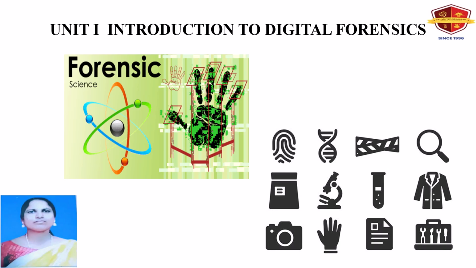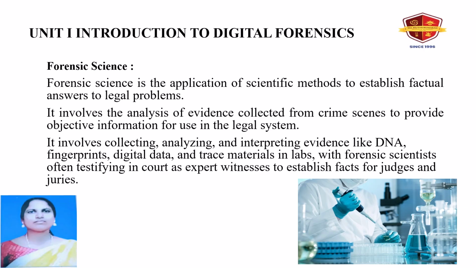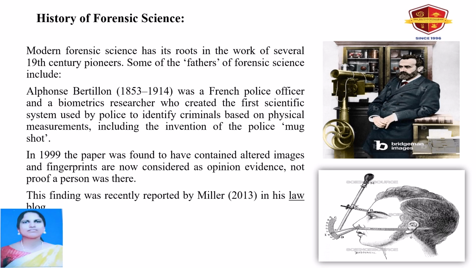So these are some basics for understanding. I gave a sample diagram about what forensic science is and what tools we are using. Forensic science is the application of the scientific method to establish factual answers to legal problems. Here we analyze and interpret evidence like DNA, fingerprints, digital data, and trace materials in the lab with forensic scientists. These kinds of evidence are used in an investigation to solve crime problems.